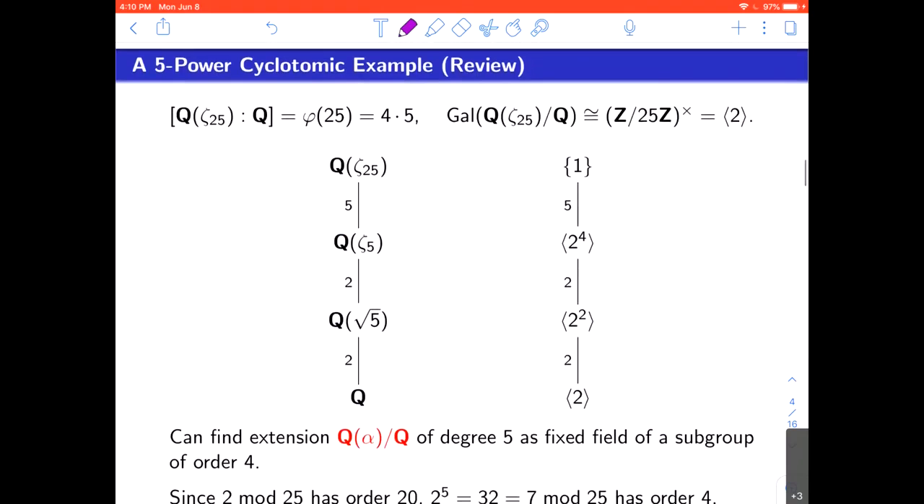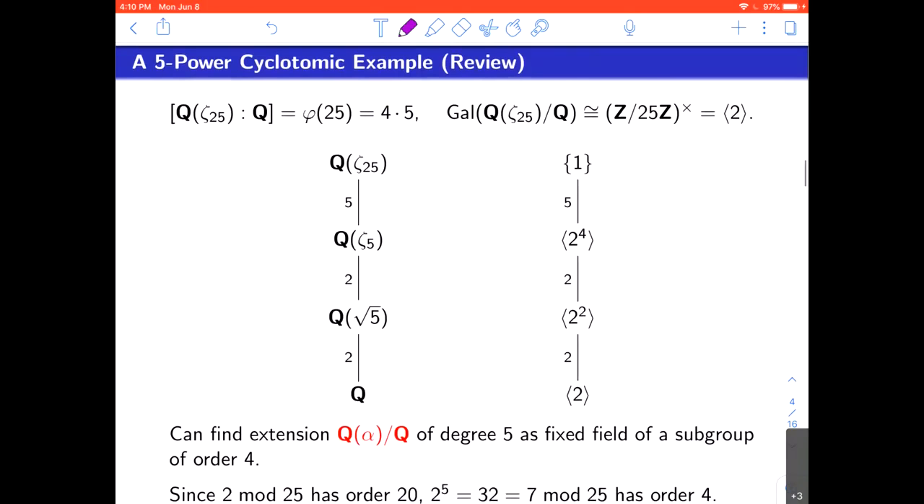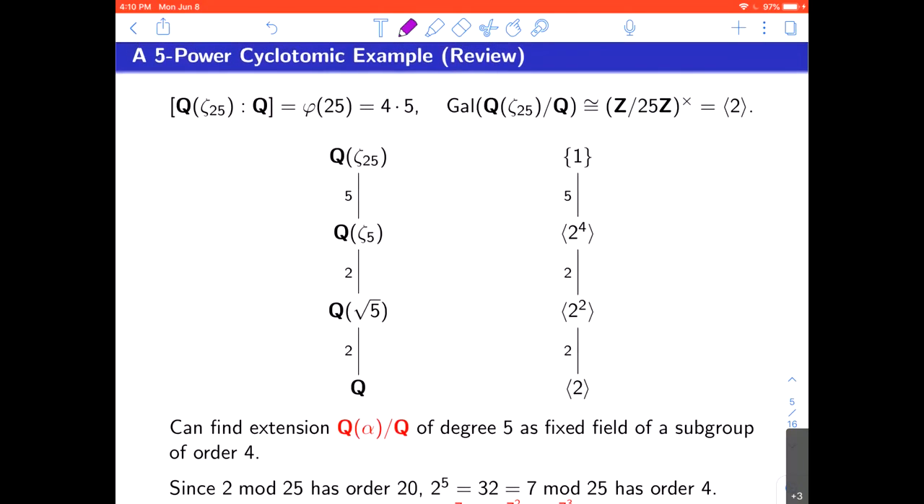So an example to consider, still in the classical case, if you adjoin a 25th root of unity, the degree over Q is phi of 25, which is 20. And so there's your degree 20 extension. And you can find some subfields. The fifth root of unity is a degree 4 extension. And adjoining the square root of 5 is inside of there as a quadratic extension.